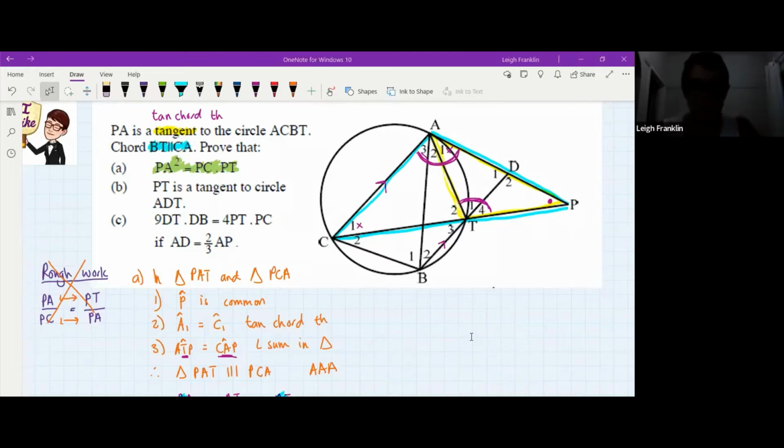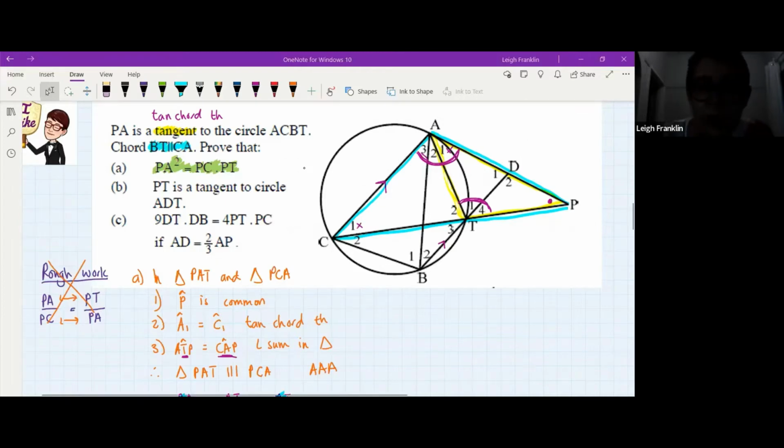Okay, so let's continue with this question and let's get it sorted out. The next couple of questions are going to be difficult. Mind you, what we've already just done in part A is also considered difficult because we don't know in which two triangles we need to work. So the fact that we've been able to do that is already a good thing. We've been able to prove that PA squared is equal to PC times PT, and that's because triangle PAT and PCA were similar to one another.